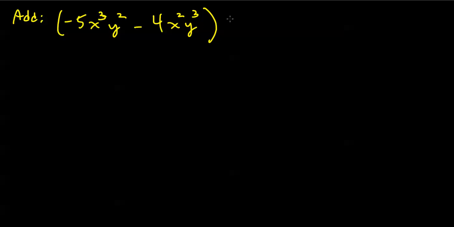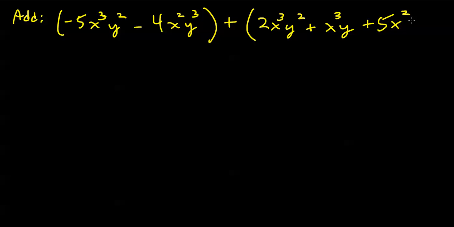Of course, some of these polynomials get a little nasty. Let's look at an example here. Add minus 5x squared, let's see, x cubed y squared, minus 4x squared y cubed, plus 2x cubed y squared plus x cubed y plus 5x squared y cubed. So kind of nasty polynomial in two variables, x and y.